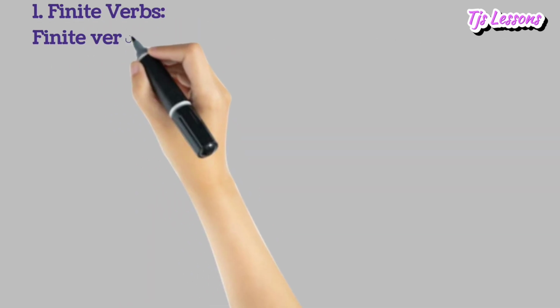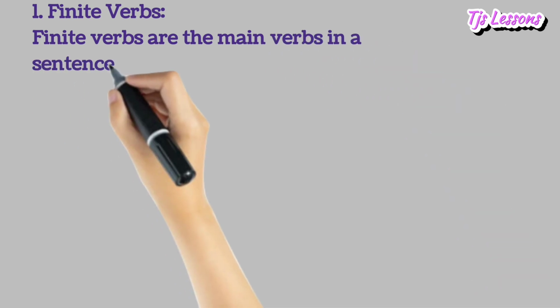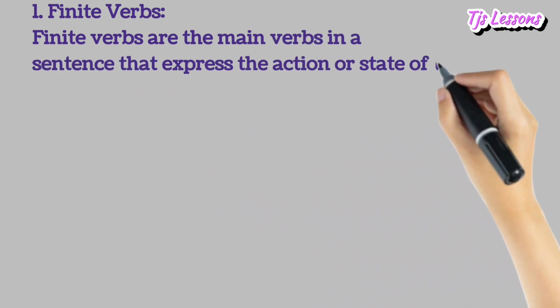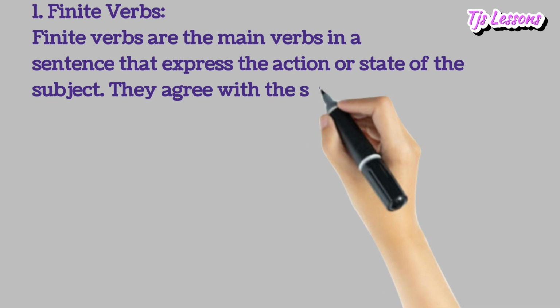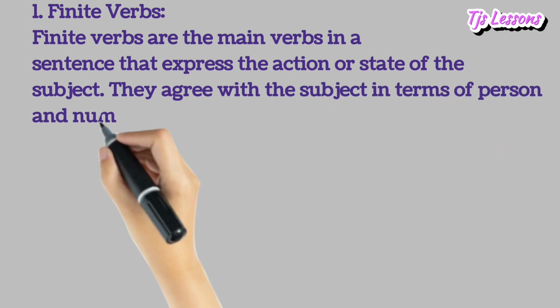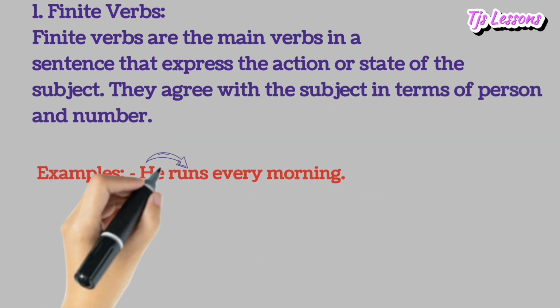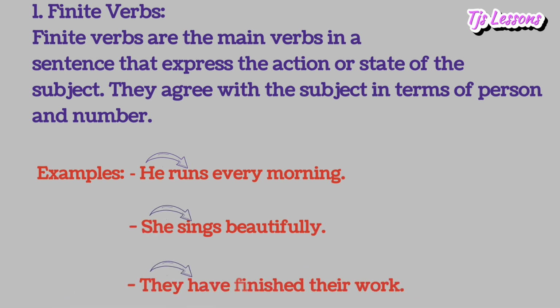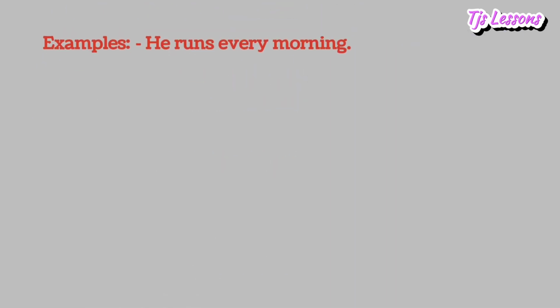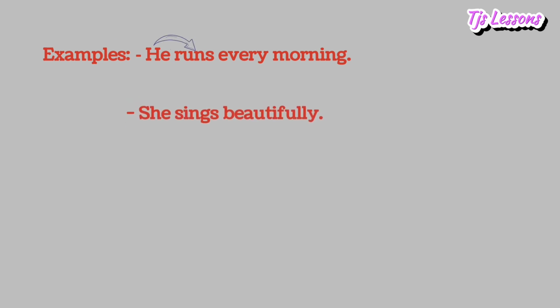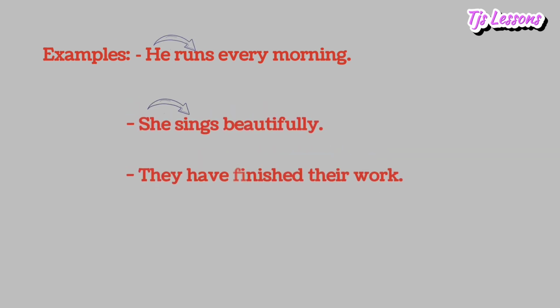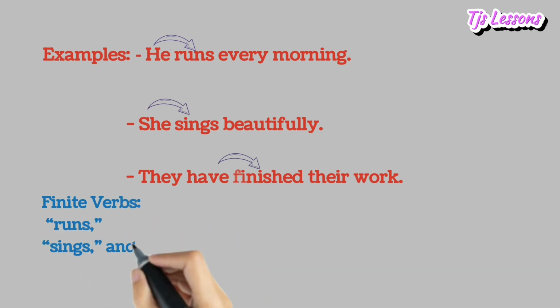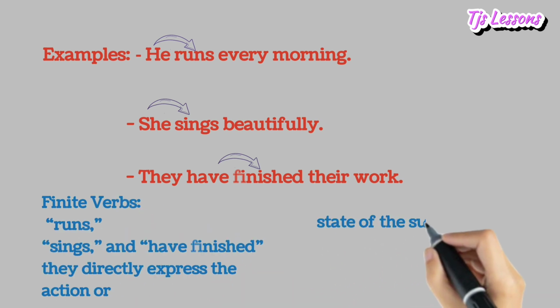1. Finite verbs. Finite verbs are the main verbs in a sentence that express the action or state of the subject. They agree with the subject in terms of person and number. Here are a few examples. He runs every morning. She sings beautifully. They have finished their work. In these sentences, runs, sings, and have finished are finite verbs as they directly express the action or state of the subject, he, she, they.